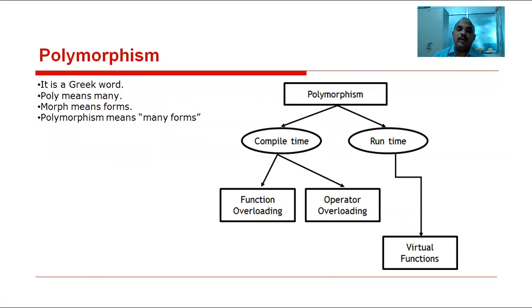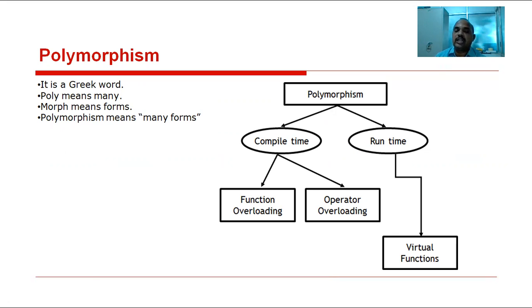Next, polymorphism. We know there are two types of polymorphism. Before discussing them, what is polymorphism? Polymorphism is a Greek word. Poly means many, morph means forms. Polymorphism means many forms. There are two types of polymorphism: the first is compile time polymorphism and the second is runtime polymorphism.